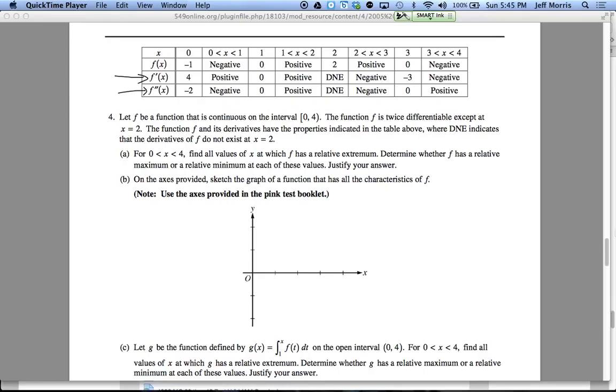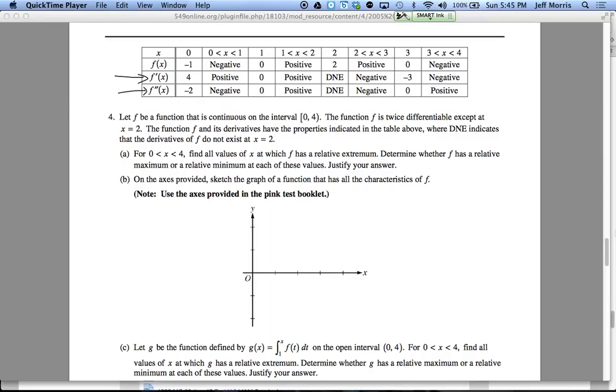Which doesn't really matter too much. Part B: on the axes provided, sketch the graph of the function f and all of the characteristics. Is there a part A, B, and C, and a D? This is probably only worth 2 points, the answer and the reason. Again, you would have said x equals 2 because the first derivative, f prime, goes from positive to negative. That would have been the only one.